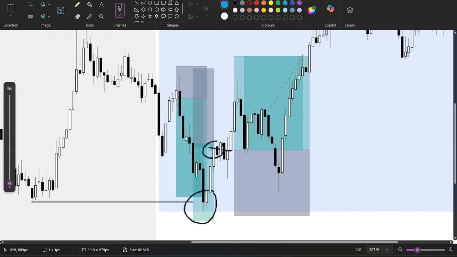We go down, we come back up, we go back down again. And now, notice the black circle with the dash. We create a higher price here.